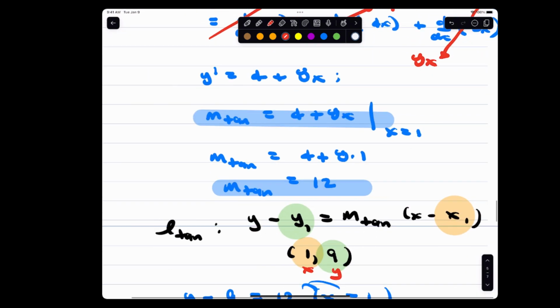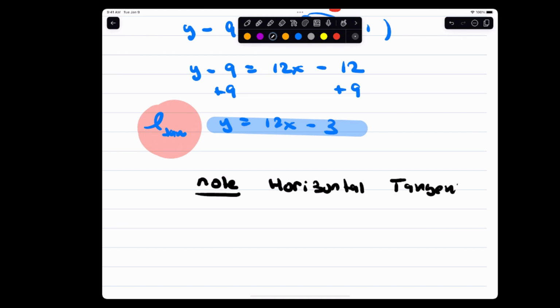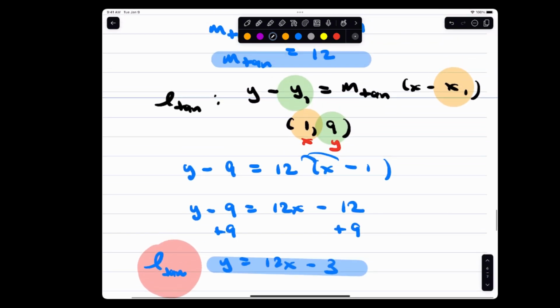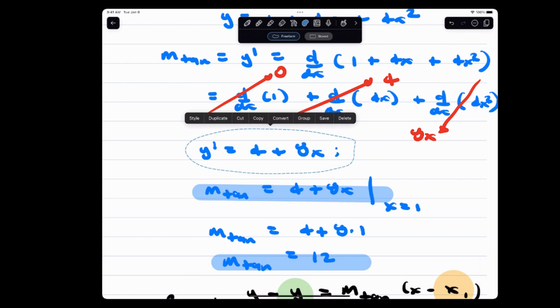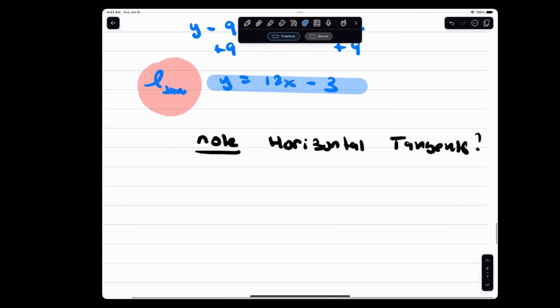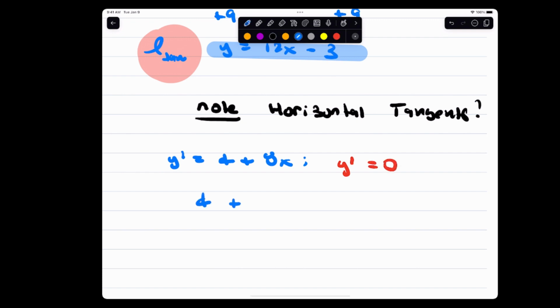Okay, you guys okay with that? Now, let me give you guys a note here. Let's note. How do you find the horizontal tangents? Yeah, you're going to have to set the derivative. Where's the derivative? See this derivative? You already got it. Set it equal to what? 0. Okay. 4 plus 8x equals 0.